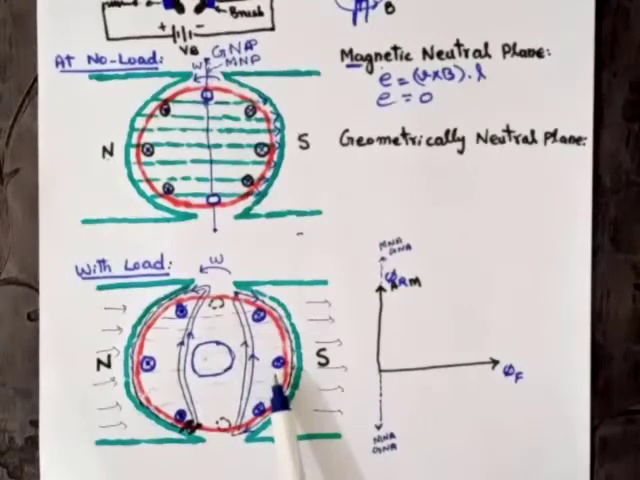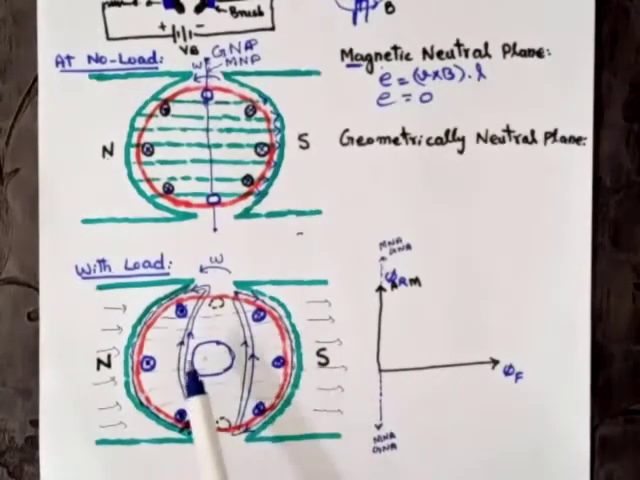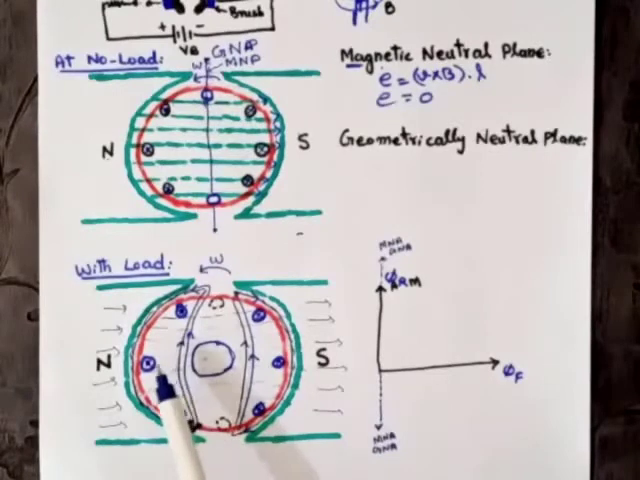Here the thumb will be inward and the fingers will show the direction of the magnetic field. And the direction of the magnetic field is shown here. This is the direction of the magnetic field when the current is inward. This is the direction of the magnetic field when the current is outward.